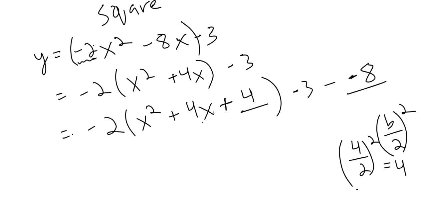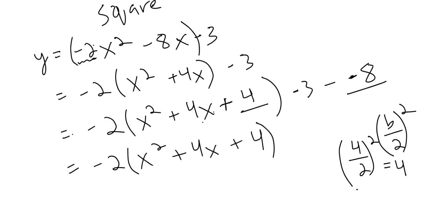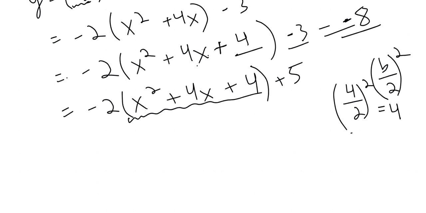All right, let's write it again so we can see everything clearly. And negative 3 minus negative 8 is plus 5. Okay, now this bit is a perfect square trinomial. The x squared plus 4x plus 4 is a perfect square trinomial. So when you factor that, it turns into x plus 2 squared.